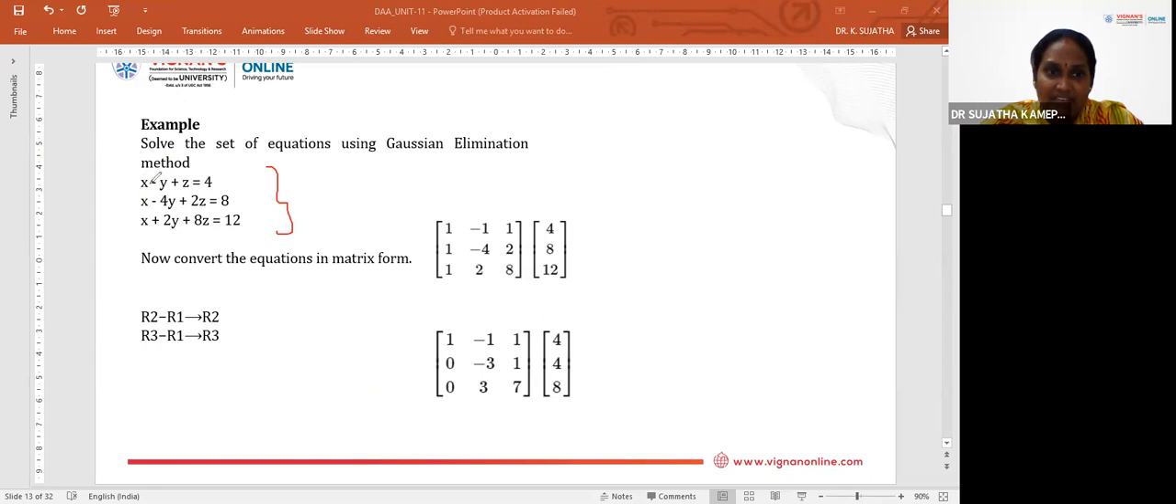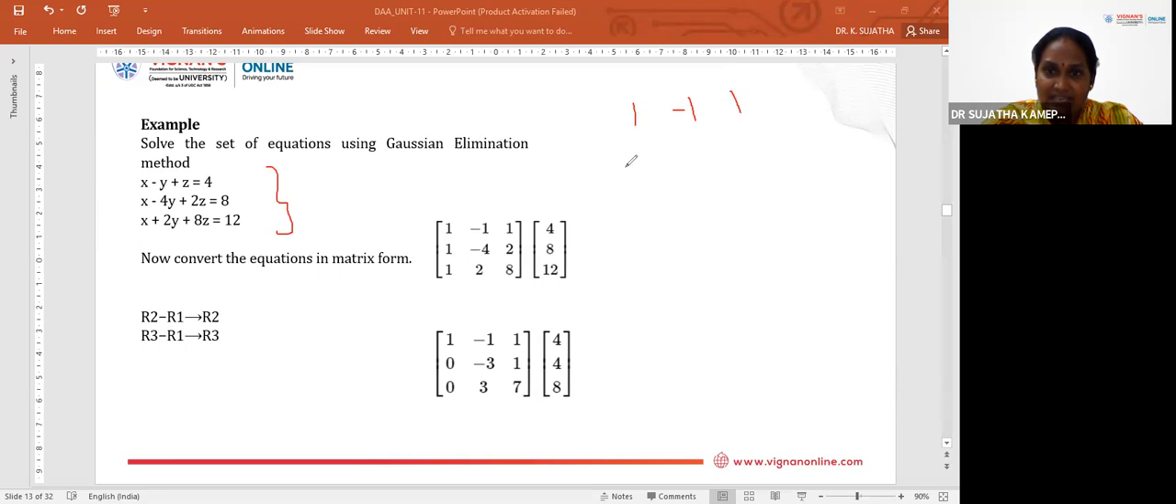I need to take the coefficients of all these 3. How am I going to represent them? What is the x coefficient? There is no value written, so I need to take it as 1. What is the y coefficient? Since there is a minus symbol, I need to take -1 as the coefficient of y. And for z also there is no coefficient, so I take it as 1.